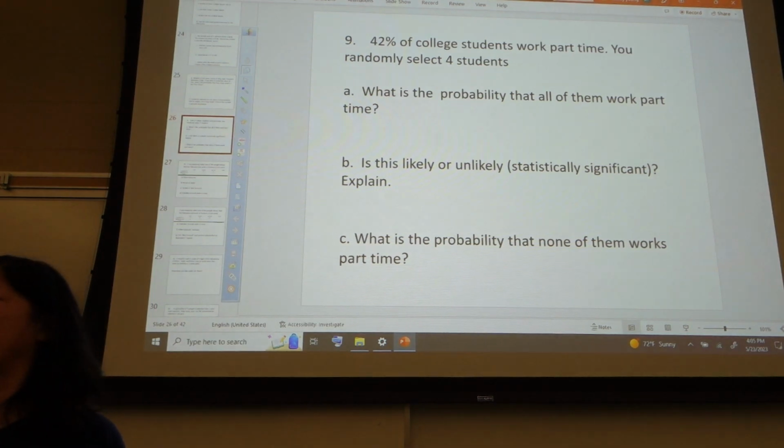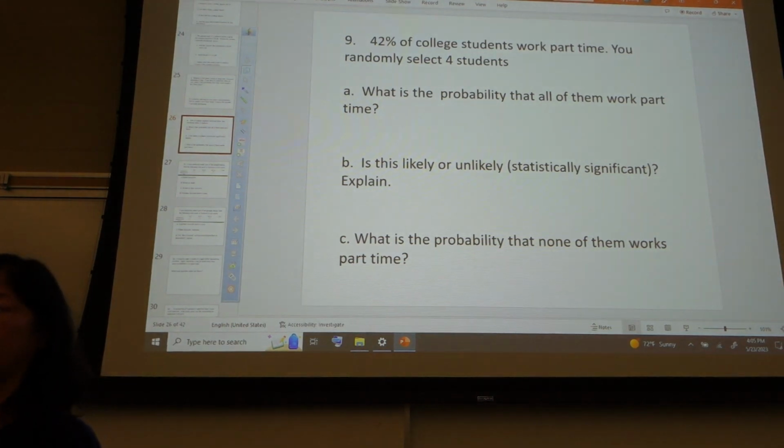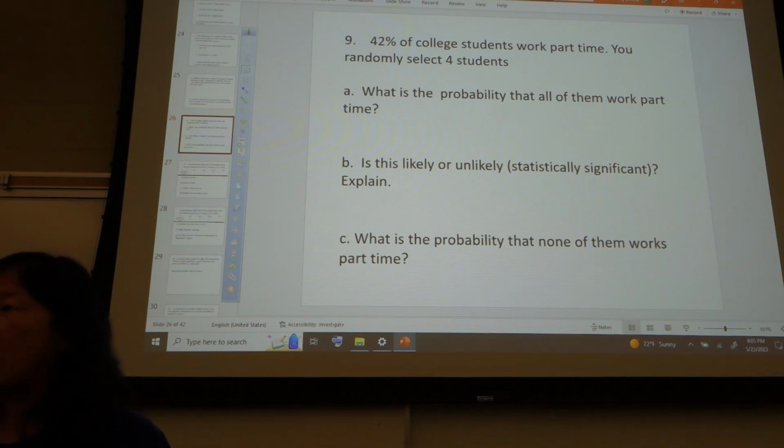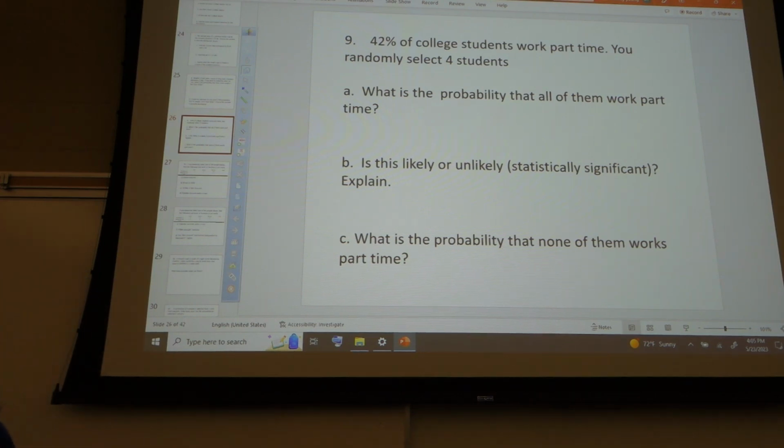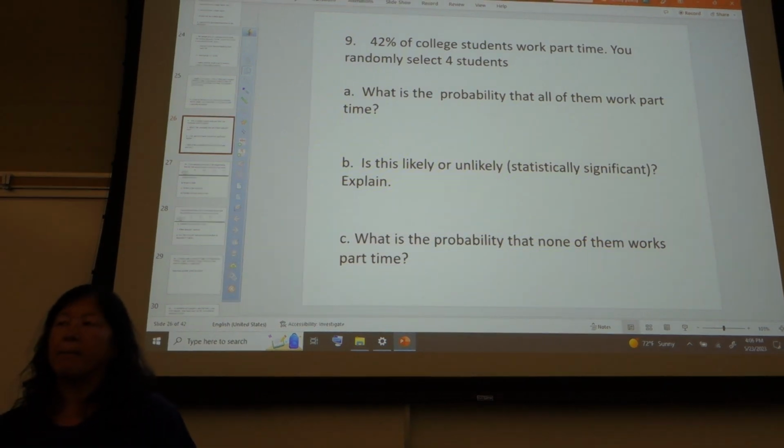What's the probability he works part-time? 0.42. What's the probability she works part-time? 0.42. So the probability that each of you works part-time is 0.42, and the probability that all of you do? So you and you and you and you, and we add?